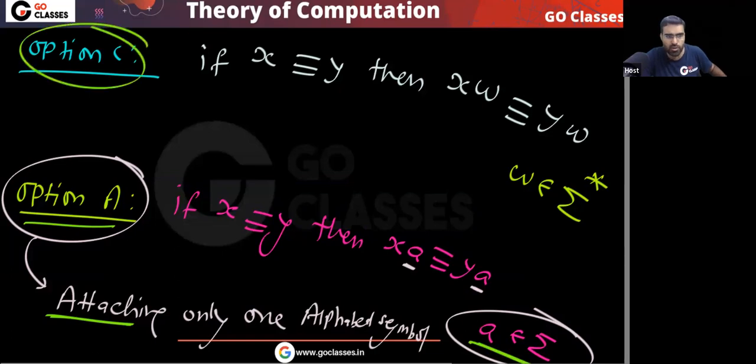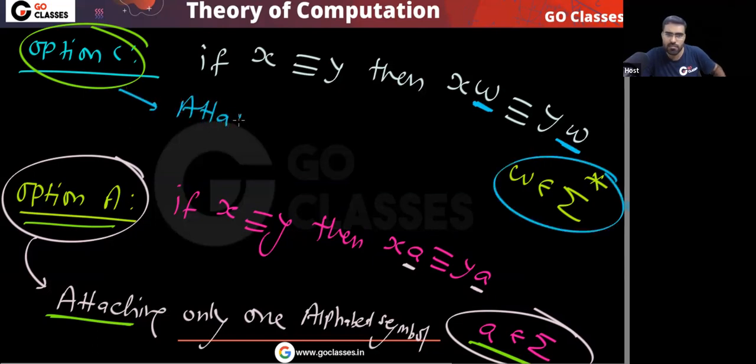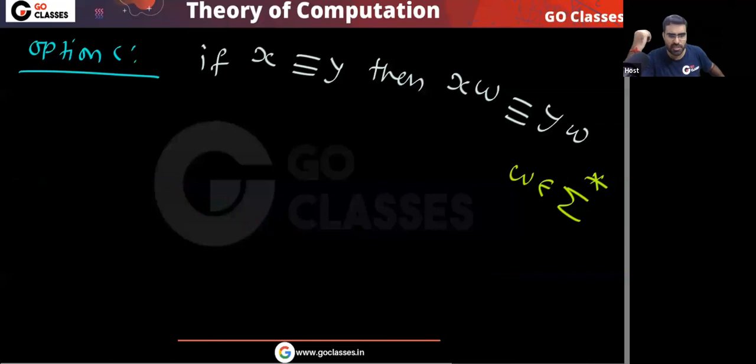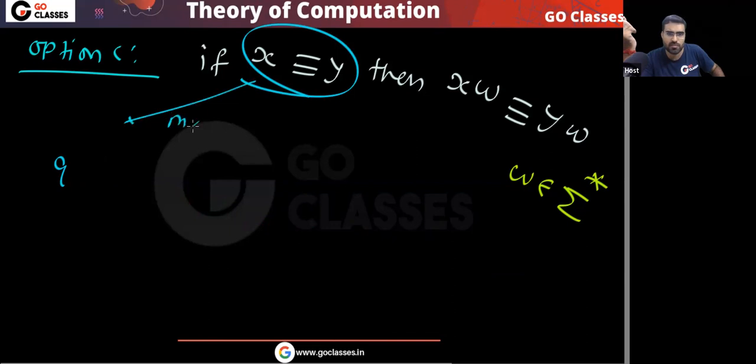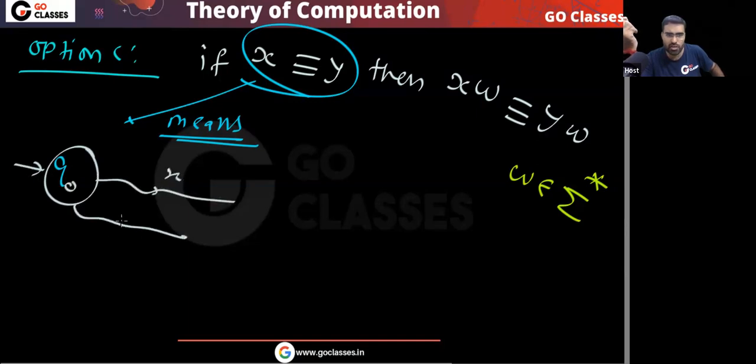But in option C, what we are doing? We are attaching a string. In option C, we are attaching any string W. Okay, so you tell me, is this option C true? Yes, this is true. The same explanation. If X comma Y are equivalent, what does this mean? This means that from the initial state, on X and on Y, you are going to the same state.